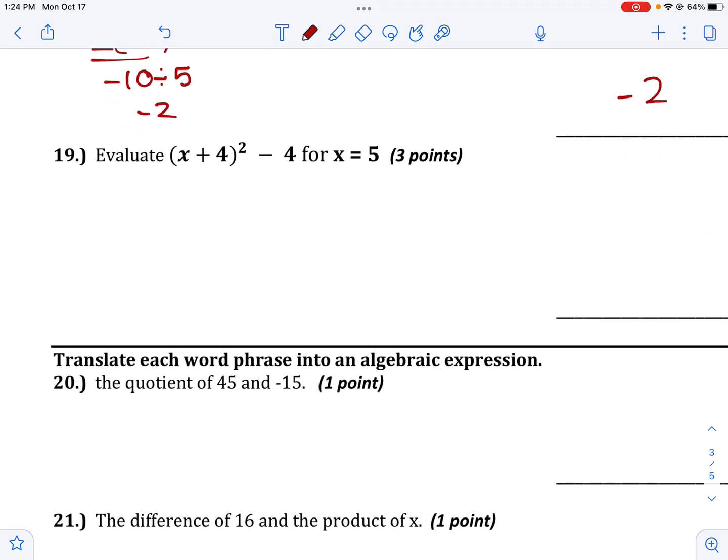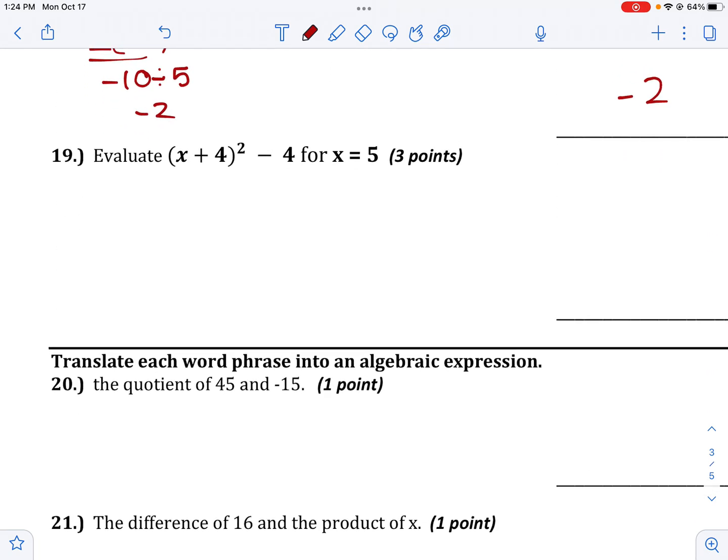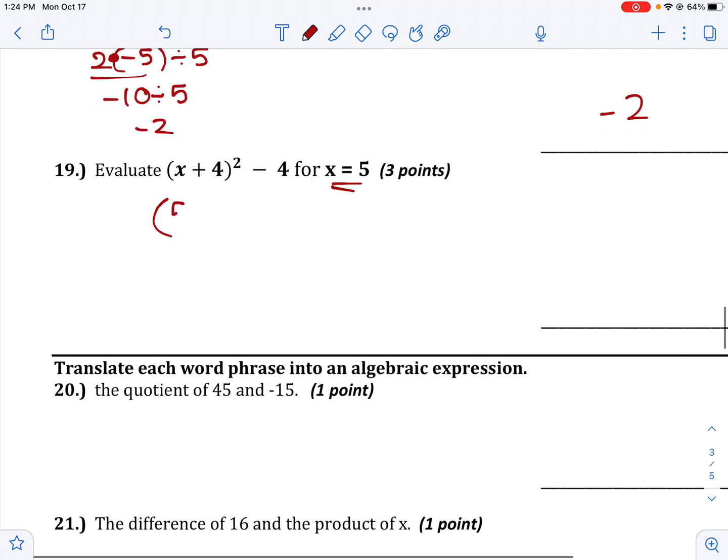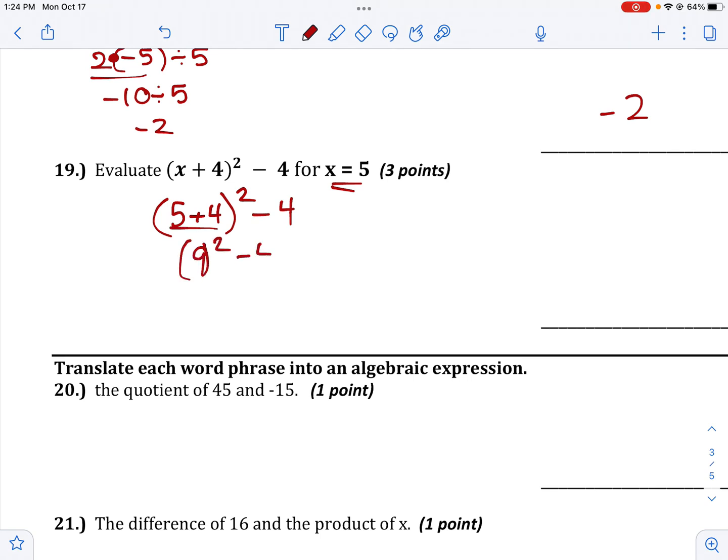Number 19, I'm asked to evaluate the quantity x plus 4 squared minus 4 when x is 5. So I first substitute 5 in for x. I simplify parentheses first. 5 plus 4 is 9 squared minus 4. 9 squared is 81 minus 4. And 81 minus 4 is 77.